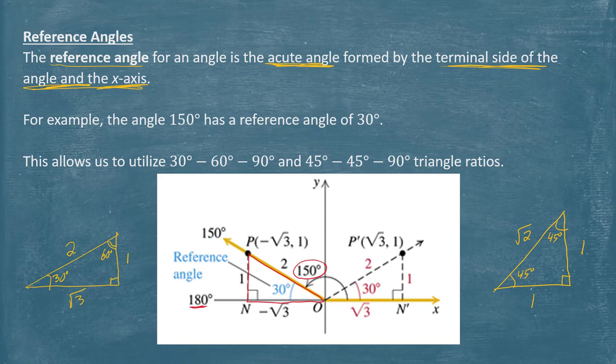So as you can see with this example, if I said what is the sine of 150 degrees, I would use this 30-degree reference over here inside that and go what's opposite, that's 1, what's hypotenuse, it's 2, so this would just be 1/2 is the equivalent to the sine of that 150.